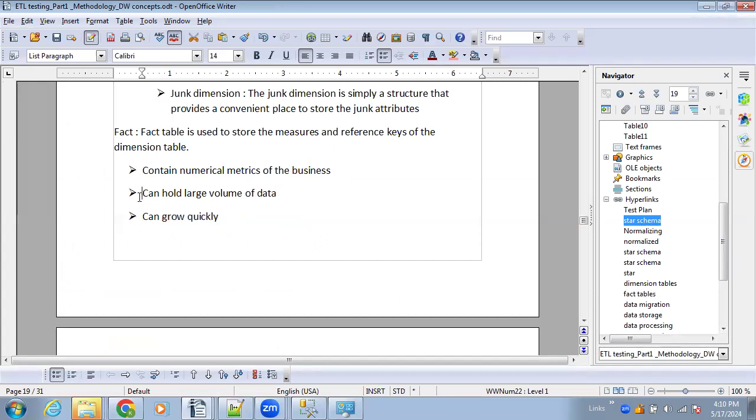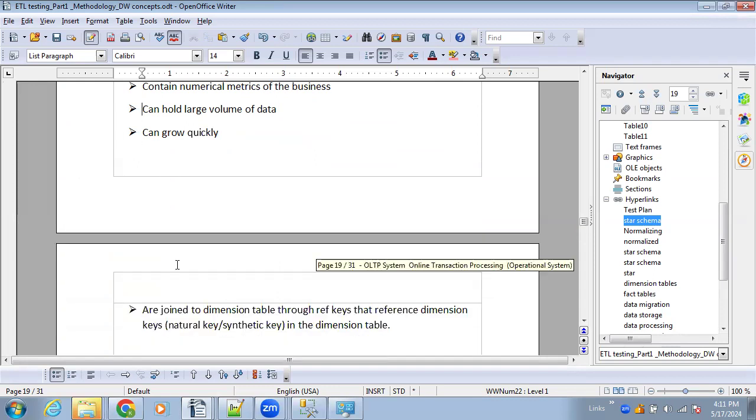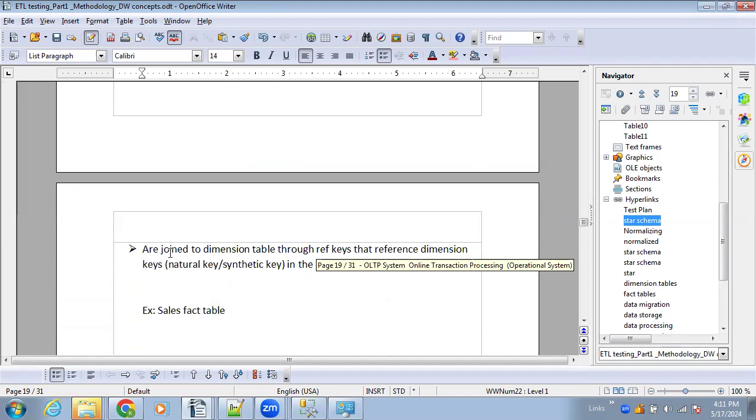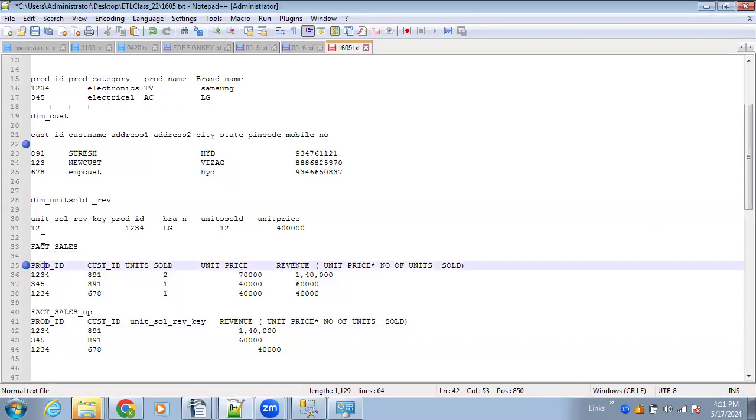Okay, that is what we said on the fact table. It holds a large volume of data, it can grow quickly, and it is updated. Fact tables are joined to dimension tables through reference keys. Those reference dimension keys are natural or synthetic keys to the dimension table.